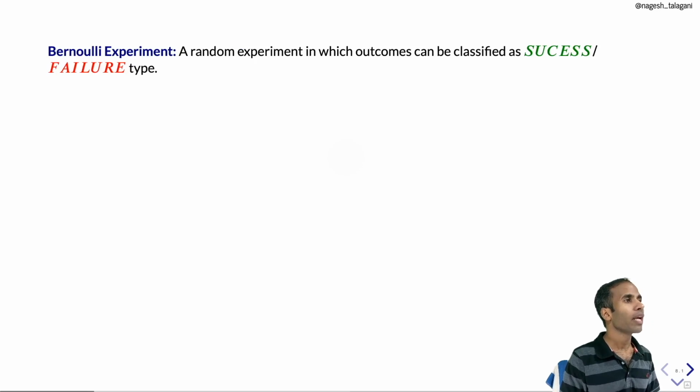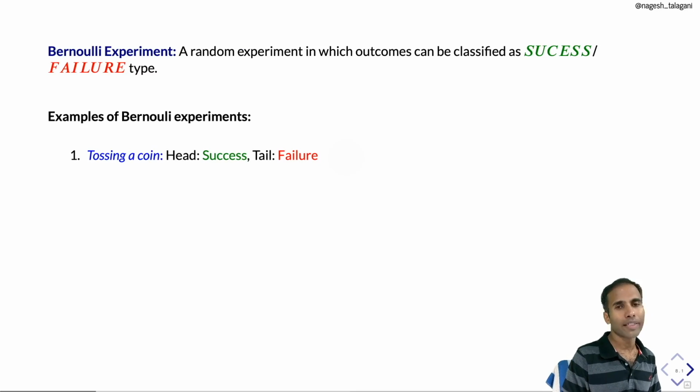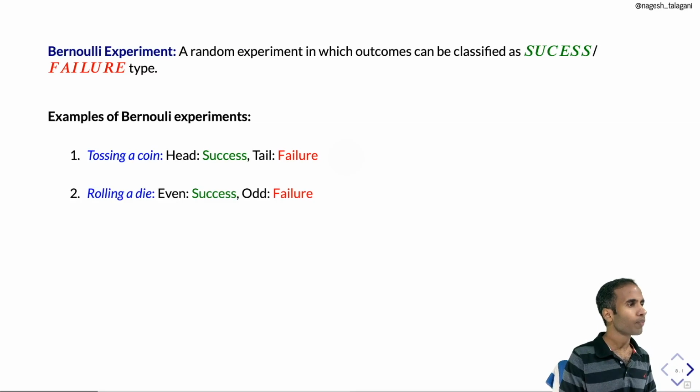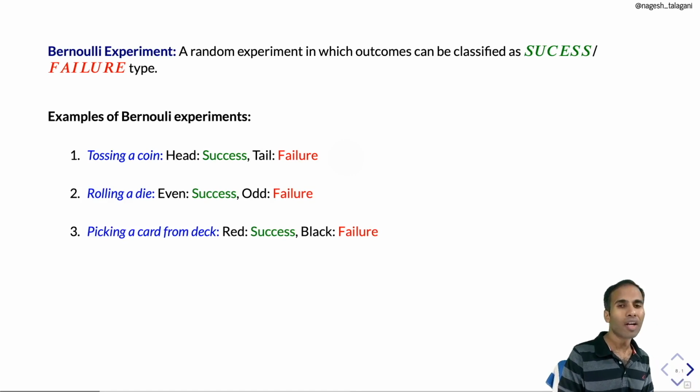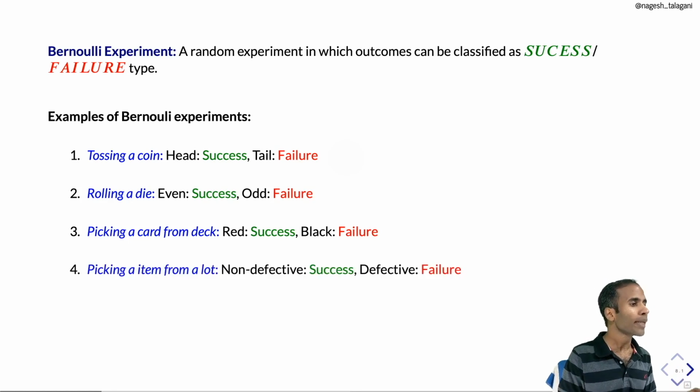Bernoulli experiment: a random experiment in which outcomes can be classified as success or failure type. Let me give some examples here. Tossing a coin: head may be success, tail may be failure. Rolling a die: even success, odd failure. Picking a card from a deck: red card may be success, black may be failure. Picking an item from a lot: non-defective success, defective may be failure.